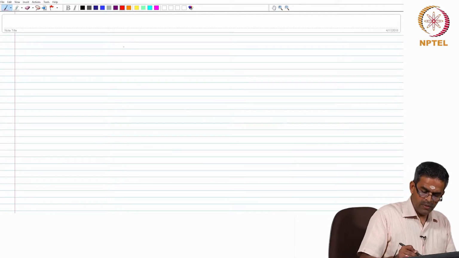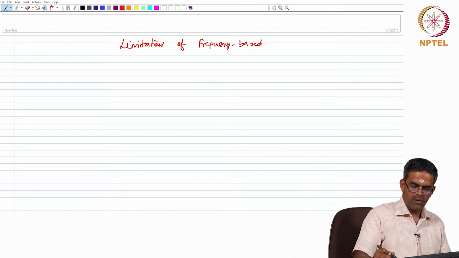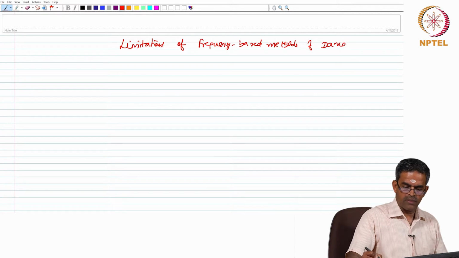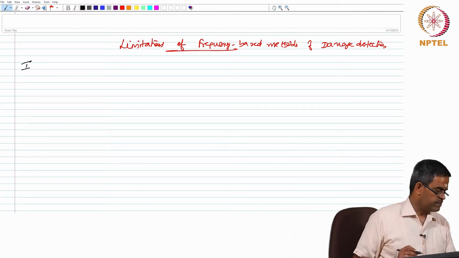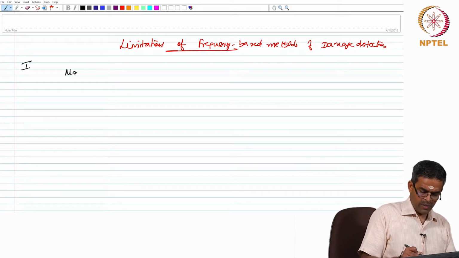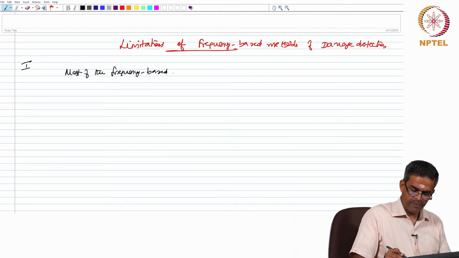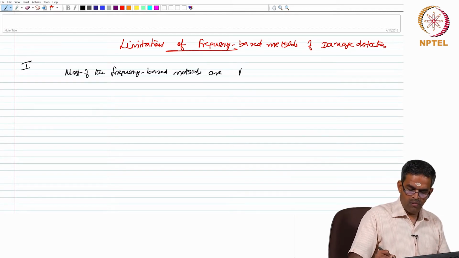So, now let us see what are the limitations in general of frequency based methods of damage detection. First, most of the frequency based methods, we have highlighted 3 of them, are model dependent.